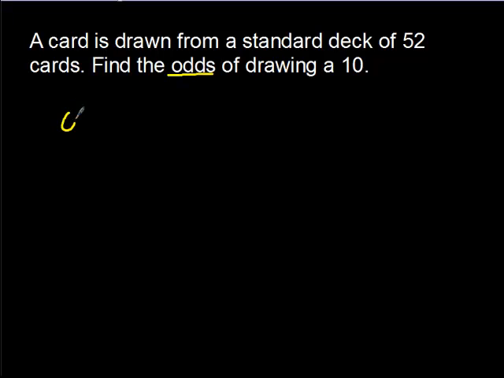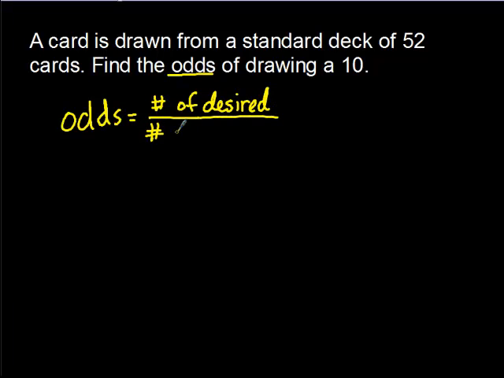Odds is a little bit different. Odds is the number of desired outcomes divided by the number of undesired outcomes. So instead of having the number of desired outcomes divided by the number of total possible outcomes, odds is different mainly because of this denominator right there. So what we have to do is work around a little bit differently and think more about what's going on.